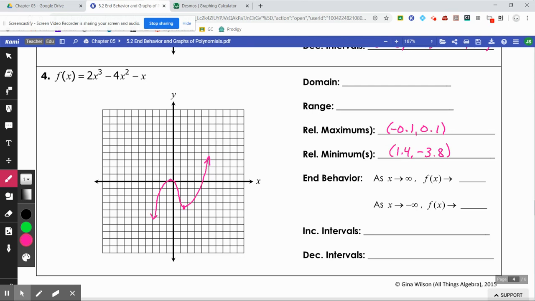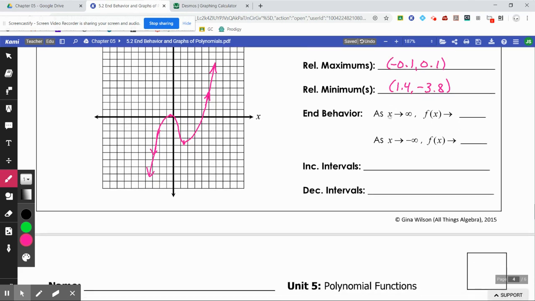My domain, again, for these polynomial functions will be all real numbers. My range, my graph this time goes down forever and up forever because it is that general x to the third shape, and we know what it does to the left and to the right. So my range is also all real numbers. My end behavior, as I travel to the right on my graph, my function goes up. As I travel to the left, my function goes down to negative infinity.